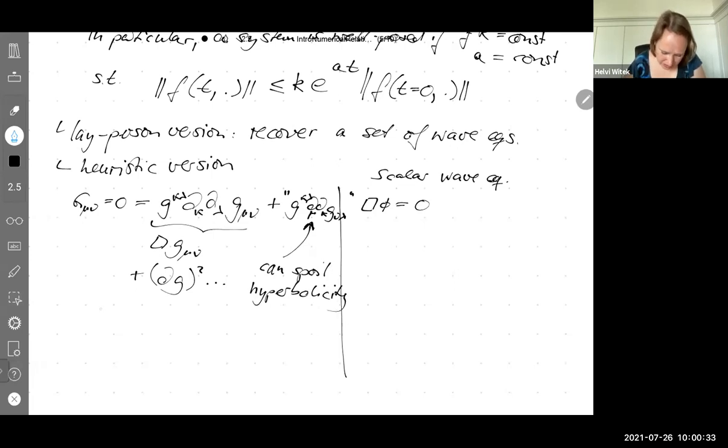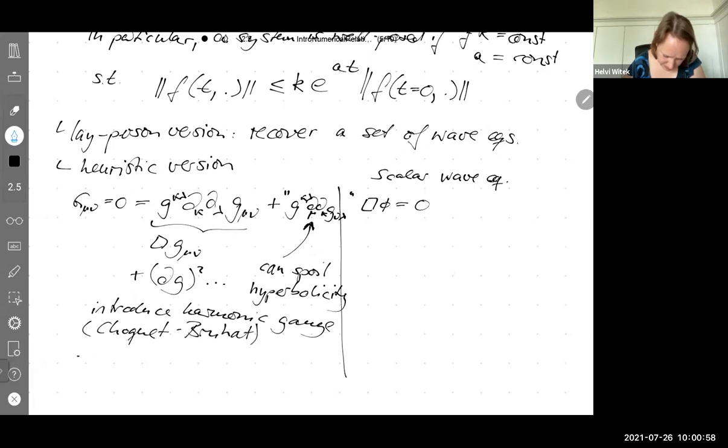So one way out is to say, okay, we can actually introduce a harmonic gauge. And this is what Madame Choquet-Bruhat had done. And then we indeed find a set of wave equations for the metric plus some lower order terms that we don't worry about. So we have a set of wave equations for our metric. Everything's great. Now, in the 3+1 language that I introduced in the first hour this morning, that is not quite as obvious.